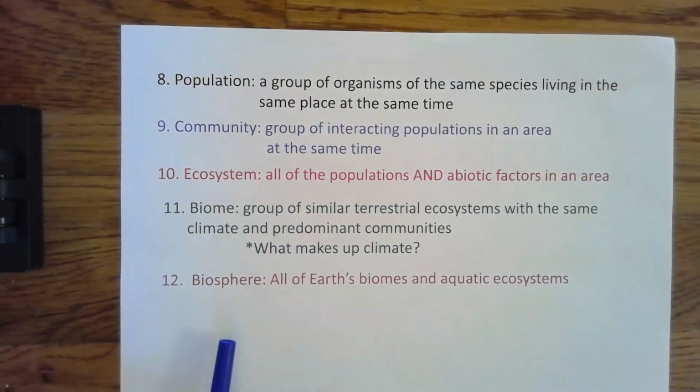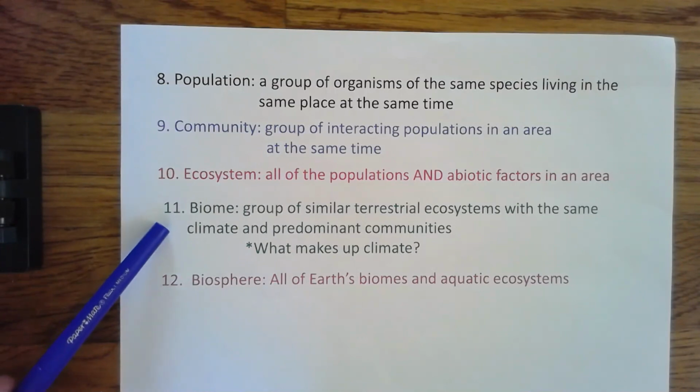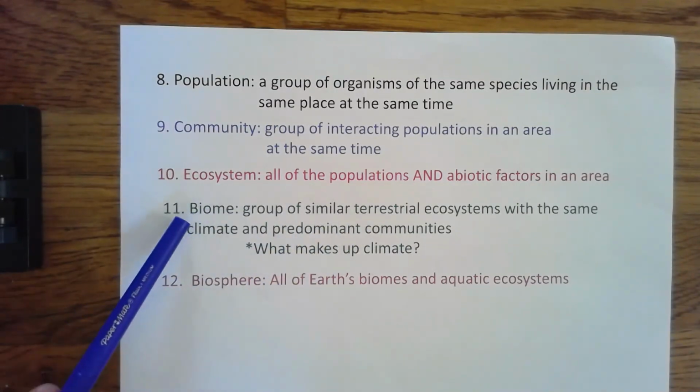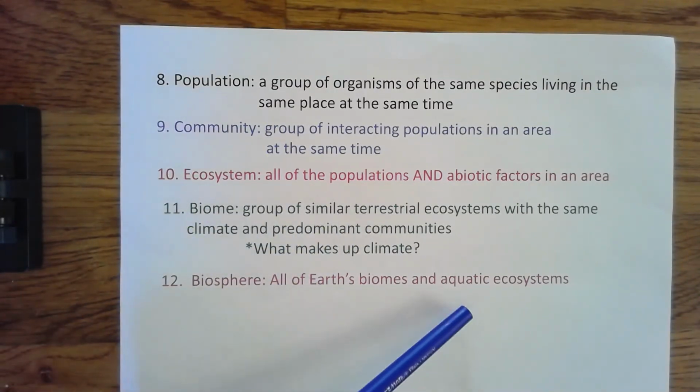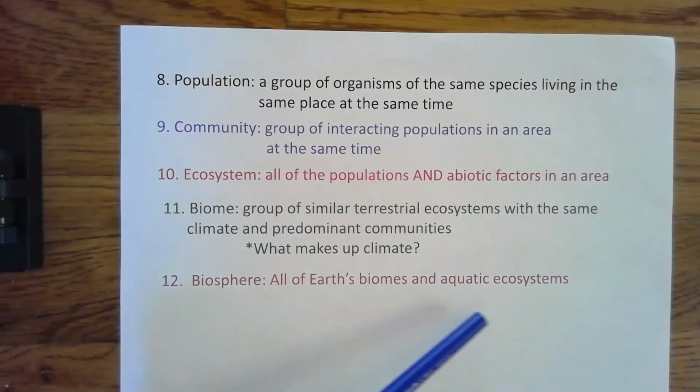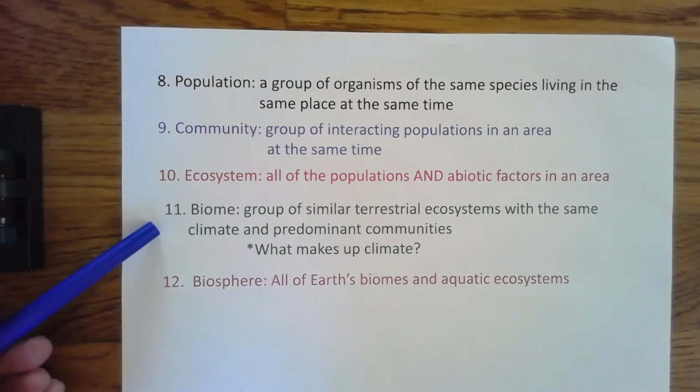And then the biosphere is all of the Earth's biomes and aquatic ecosystems. So when we talk about this, just notice it says terrestrial as far as what a biome is. The aquatic ecosystems, essentially, they go at the same level with biomes. So that's ocean, your lakes and ponds, streams and rivers, and then estuaries, basically. Those are your aquatic ecosystems, and they would be at the same level with a biome.